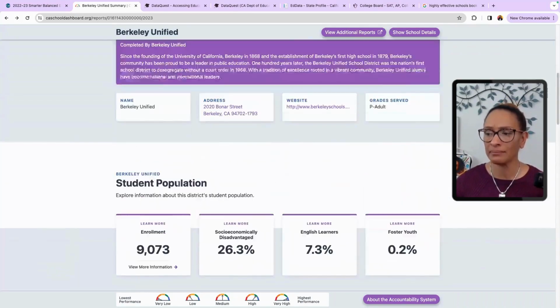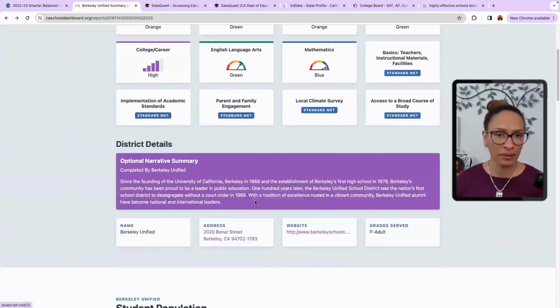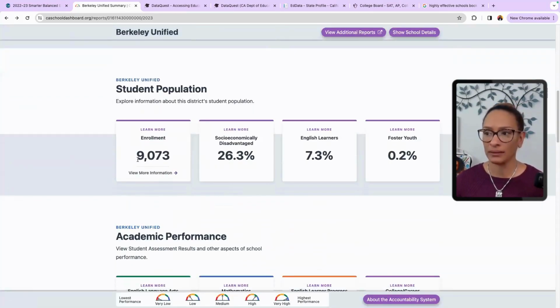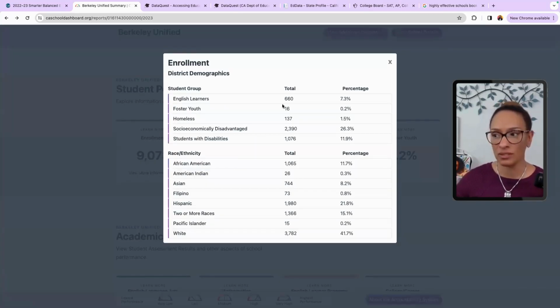So we'll come down here. First, you will see the enrollment for the school district. And I want to point out this is Berkeley Unified, so just above 9,000 students. And it gives you more information. If you wanted to click on it, you can see the demographic student groups here.